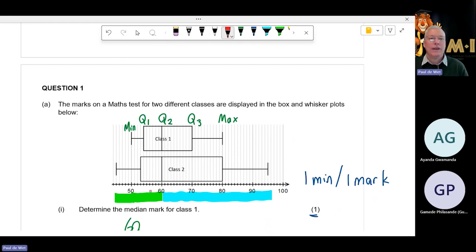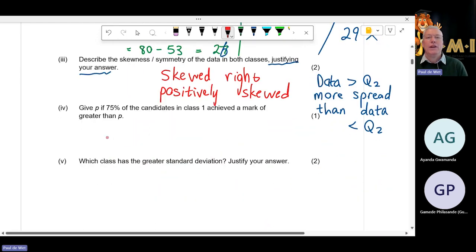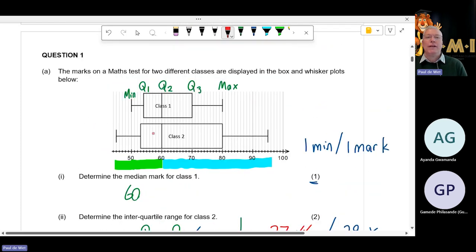We're going to read 75% from Q3. Okay, it says 75% achieved a mark greater than. So not from Q3. Q3 would give us 75% less than. Guys, this is 25% of your data. This is 25% of your data. This is 25% of your data. And this is 25% of your data. So if you look at Q3, the only place 75% is going to come in with Q3 is less than.